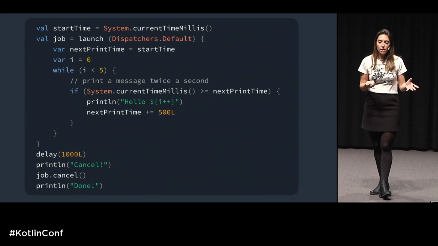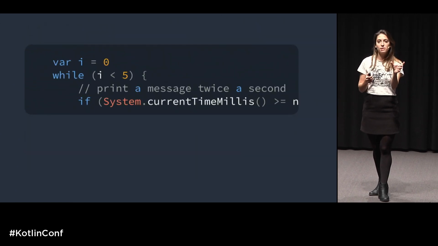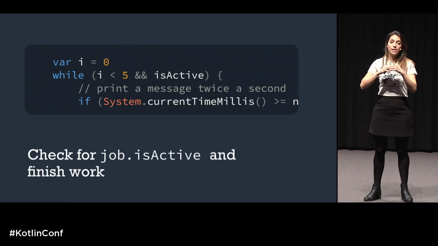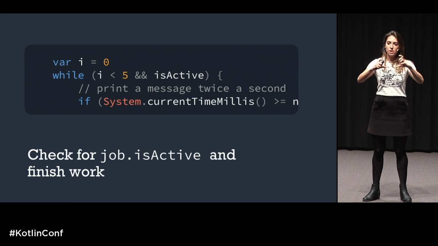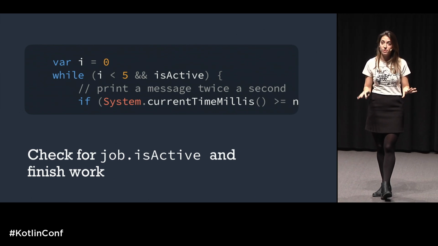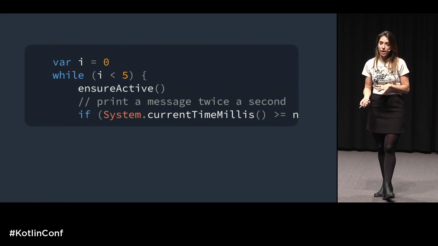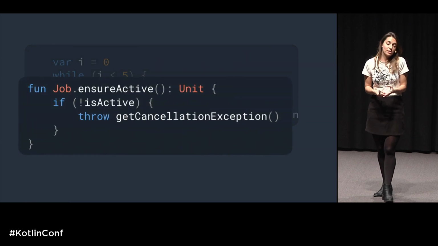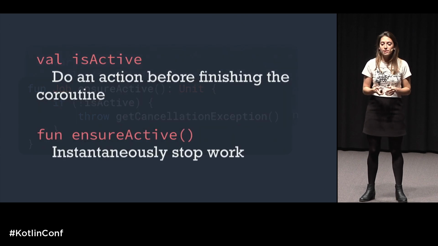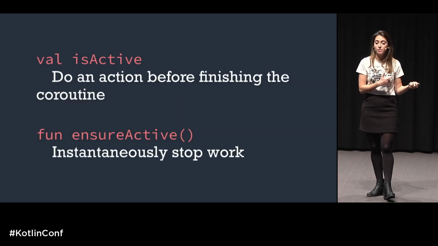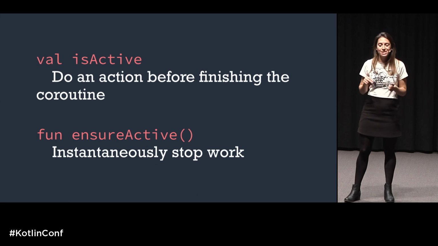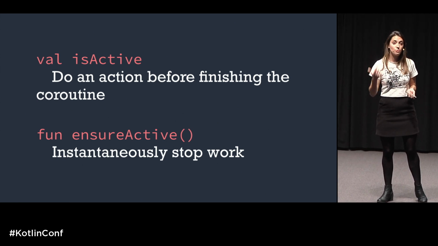Looking at our example, in that while loop specifically, we can add a check for is active. This is the place where we say, OK, because we have a while and we do our work only in that while, we can say it's no longer active, so we'll stop. We're finishing the work. We can also use ensure active. Under the hood, ensure active does the same check for is active, but it also throws a cancellation exception. So this means that the is active value will allow us to do an action before finishing the coroutine, whereas ensure active will instantaneously stop the work because it throws the cancellation exception.